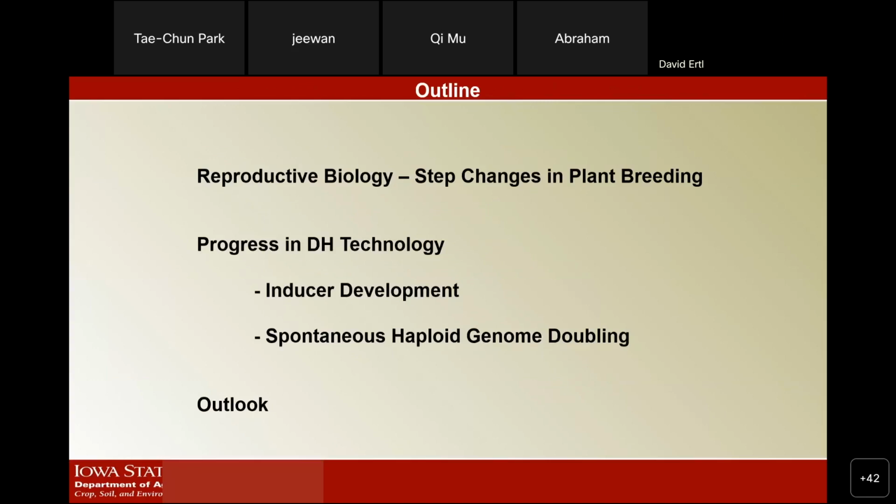Before I talk about the different tasks that we are working on in terms of inducer development and haploid genome doubling in more detail, I want to make the case again that progress in reproductive biology, more generally speaking, has the potential to really help with making step changes in plant breeding.